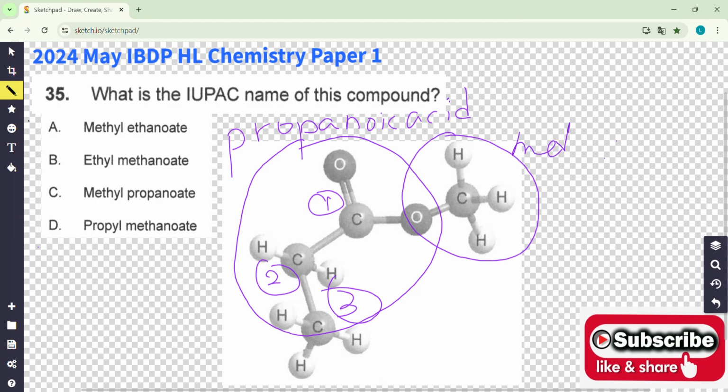So first of all, think about where they come from, and they add together. Of course, it is methyl propanoate. So this is sometimes a trick. Think about where they come from, and then you will know the name.